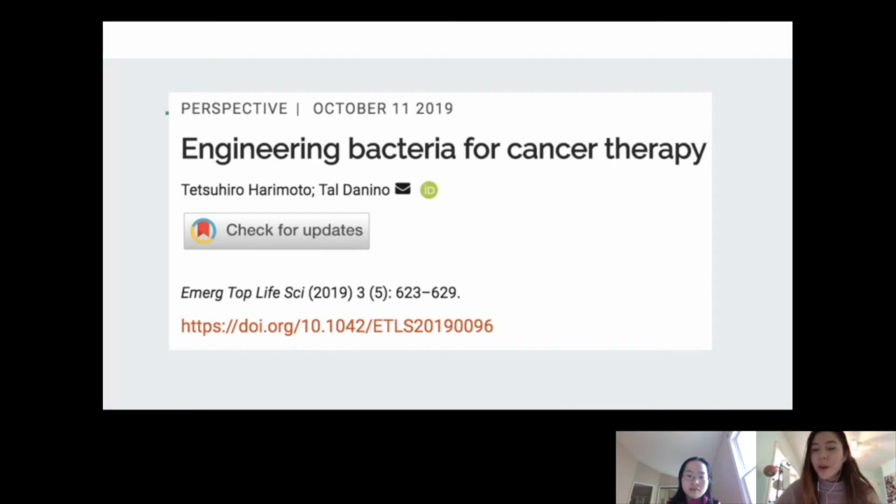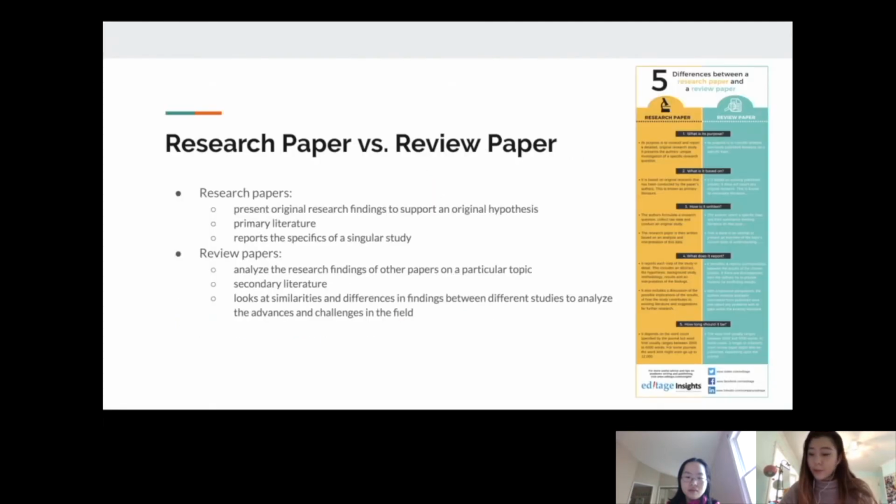Okay, so now we're going to switch gears a little bit. We've talked a lot about the research process. We've talked about various research papers and the techniques for developing a good research process, as well as some of the funding. And now we're going to talk about something else. We're going to talk about review papers. So what is a review paper and how is it different than a research paper?